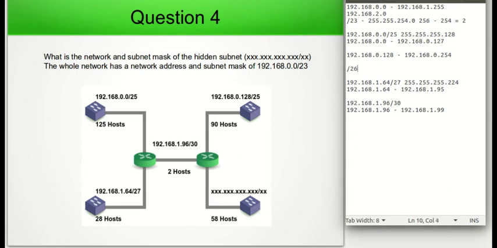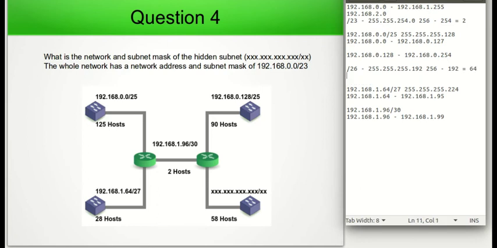So now we know the mask. 26 in binary, in decimal, is going to be 255.255.255.192, which gives us an increment of 256 minus 192 equals 64. Let's start to list the subnets available to us.